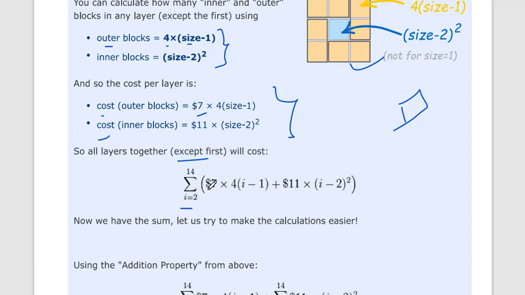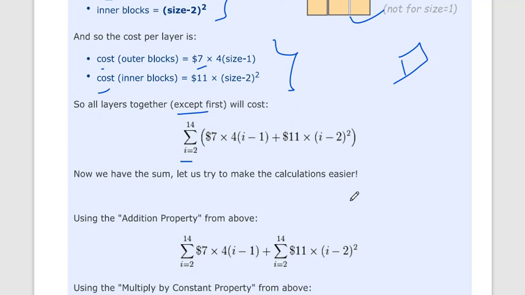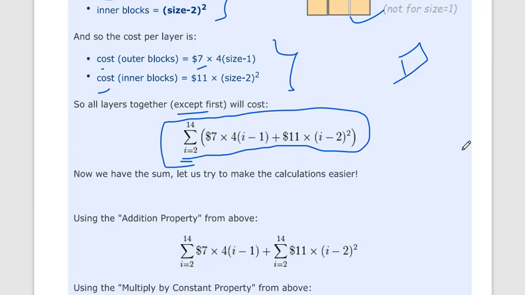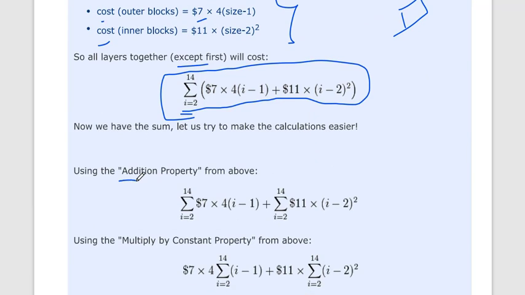Okay, 7 into 4 i minus 1 plus 11 into i minus 2 whole square. Okay, now let's apply some property so the calculation becomes much easier. We can apply the addition property, so we separate out both the terms.